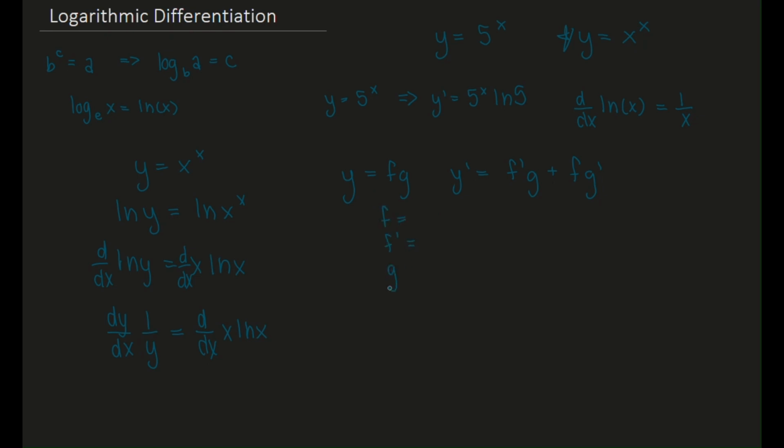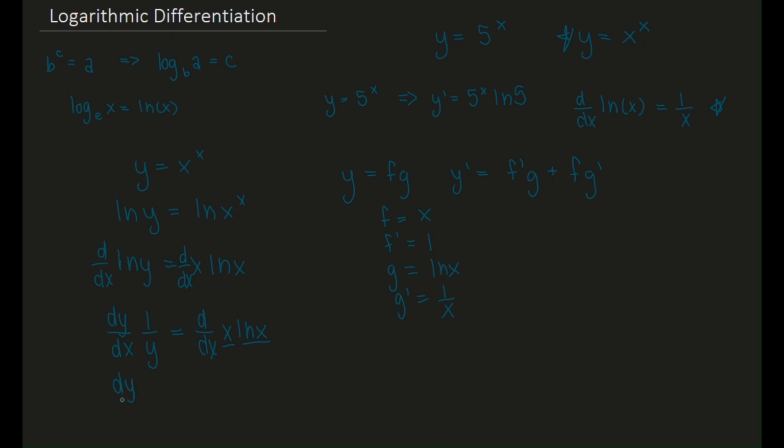f, f prime, g, and g prime. So my f is going to be represented by x. That'll be my first one. The order doesn't actually really matter, but I just like to go in logical order. And so f prime, I just look at what is the derivative of x. Well, that's just 1. That's not too bad. And then my g would be my second function there, so that's the natural log of x. And the derivative of the natural log of x, we've stated, is 1 over x. So now I have each of these variables. I can just plug them in.